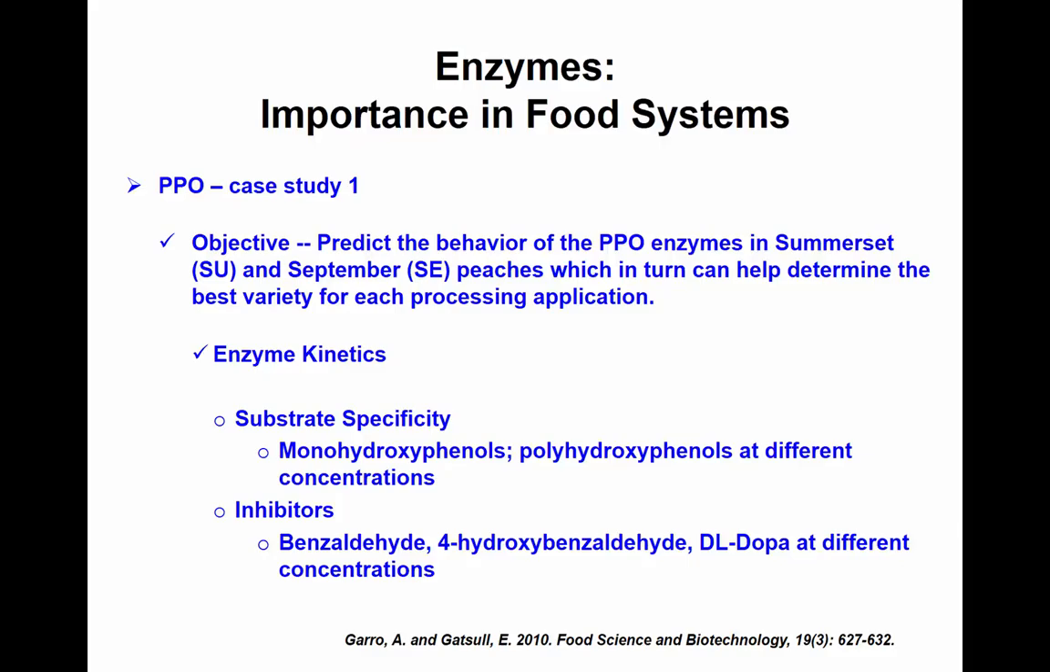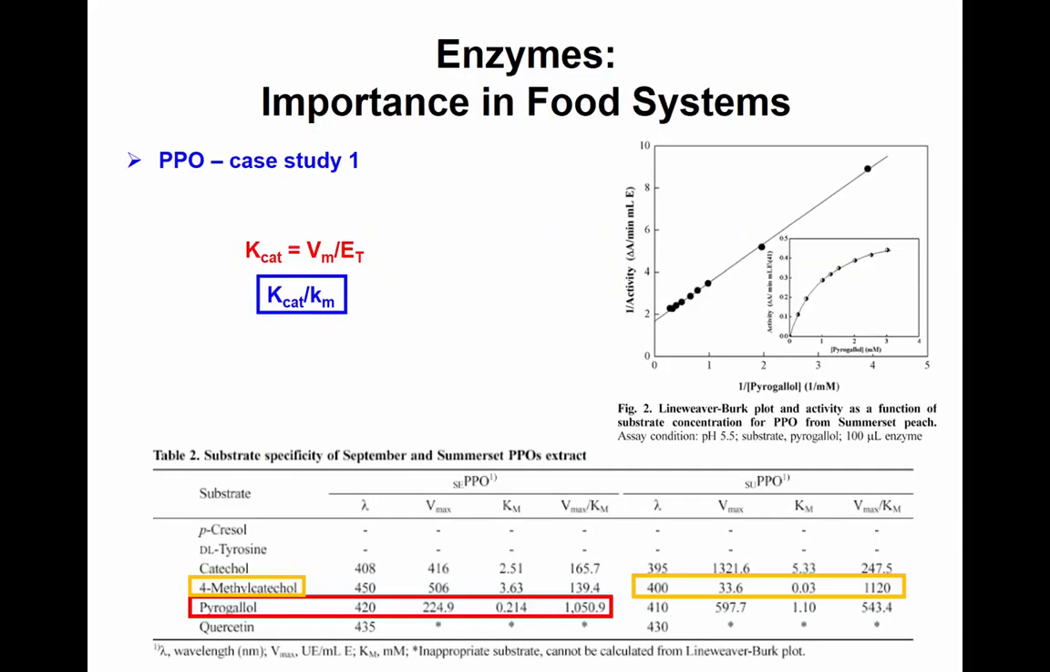So here is another case study, looking at polyphenol oxidase behavior in two different varieties of peaches, in order to determine which peach variety is suitable for what processing application. They did enzyme kinetics and looked at the specificity of the enzymes from the two varieties for two different substrates at different concentrations. They also looked at three different inhibitors and concentrations.